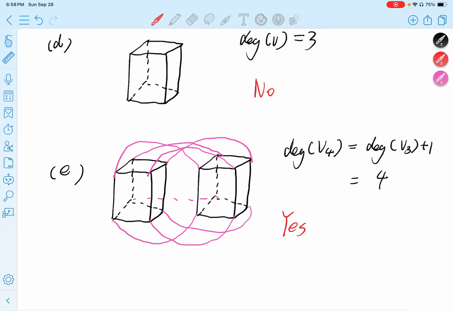There exists a Euclidean tour in the four-dimensional hypercube. So that's it for the walkthrough of problem 1.2.